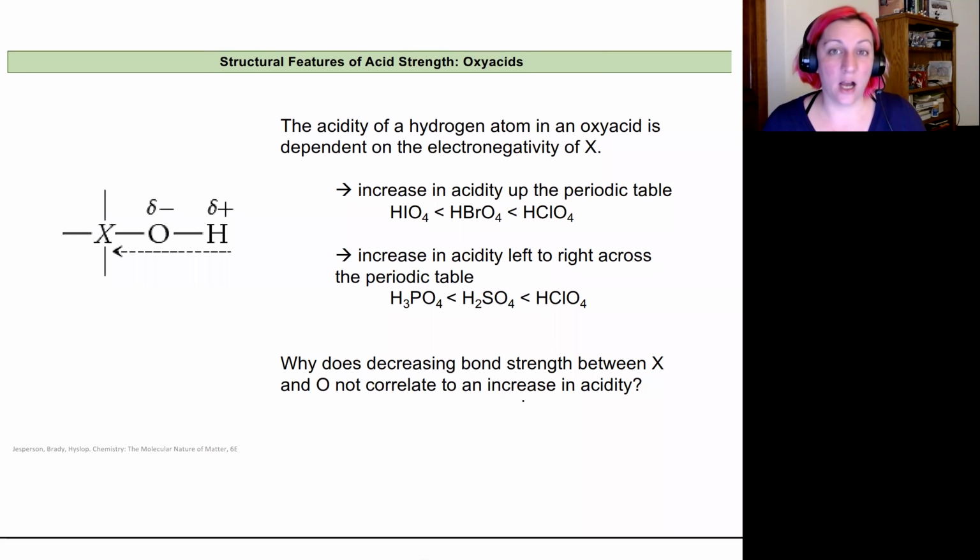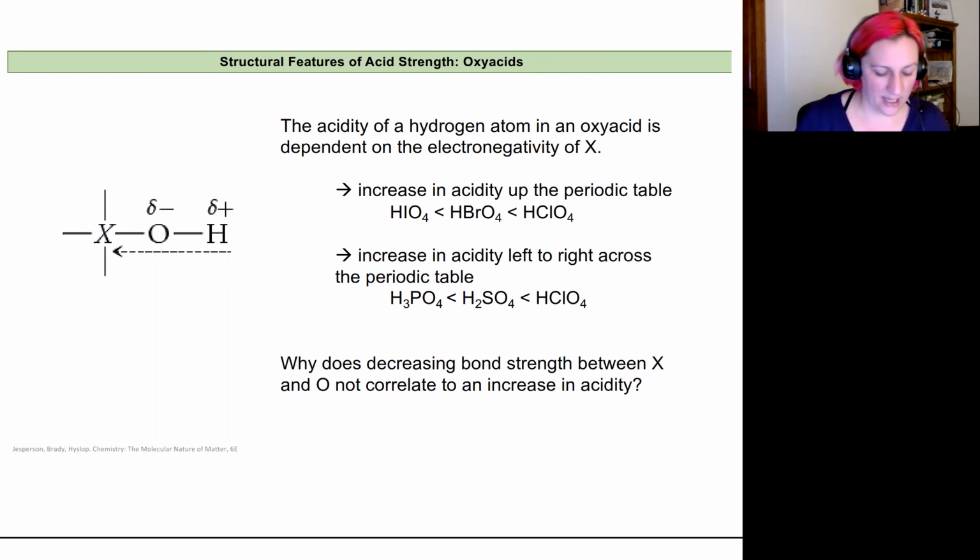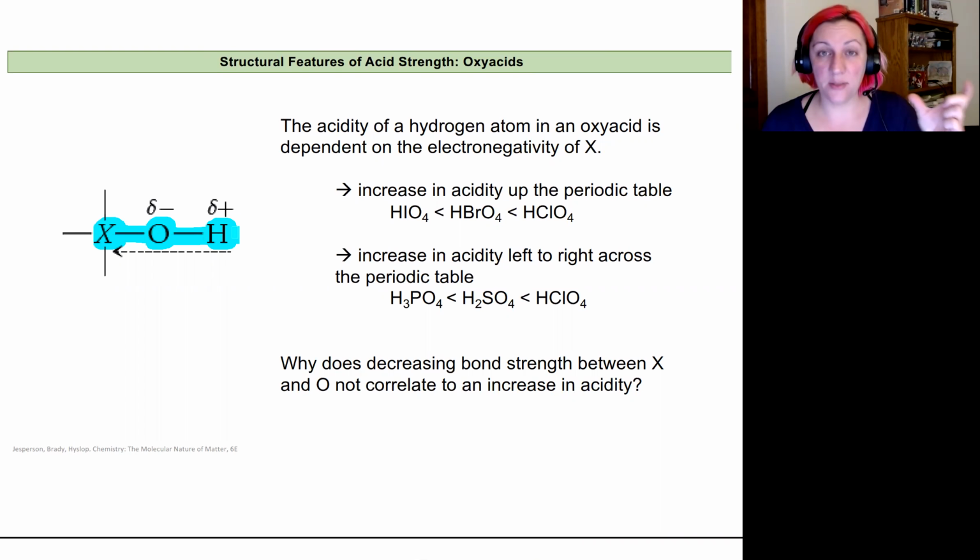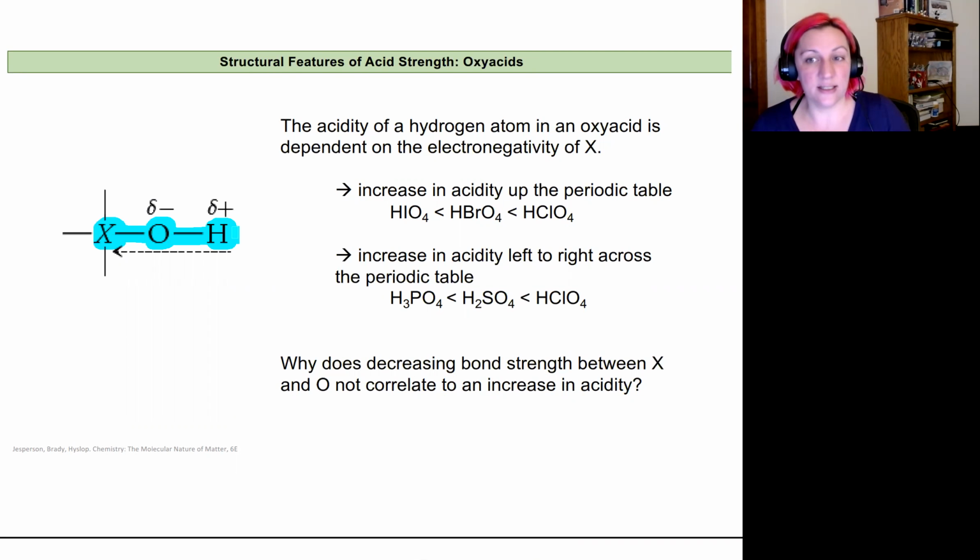All right, let's look at oxoacids. So remember, we're defining oxoacids as the hydrogen that's bonded to an oxygen bonded to something else. And that hydrogen is bonded to something more electronegative than it. But when we look at all oxoacids, all hydrogens are bonded to an oxygen. So there isn't an electronegativity difference to that oxygen necessarily. But we do still see an increase in acidity on the periodic table that is dependent on the electronegativity of the atom bonded to the oxygen.